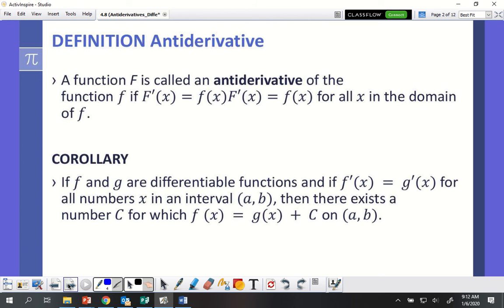Function capital F is called the antiderivative of function f, where capital F prime of x is equal to f of x. Does that make sense? Remember the prime. What does the prime mean? The derivative, right? But the capital F is the antiderivative. So it's actually super easy. It's just the notation that's probably going to get you for a while.